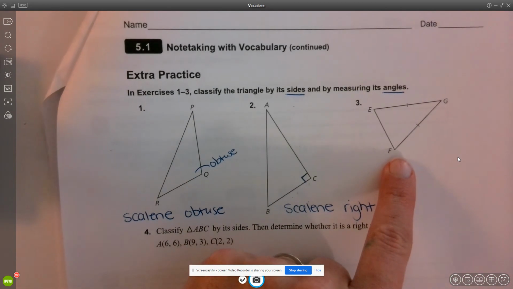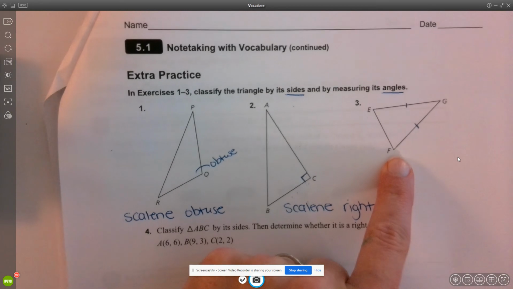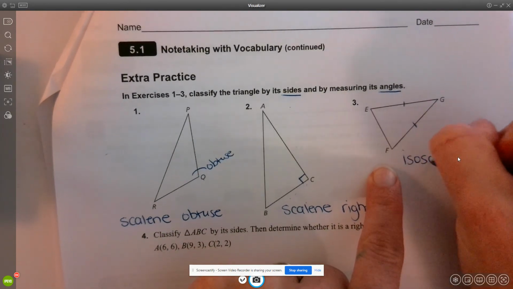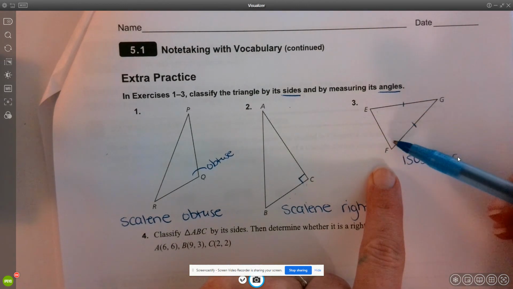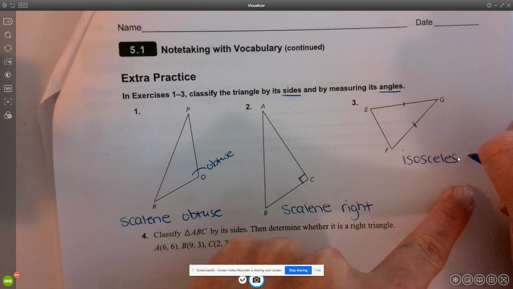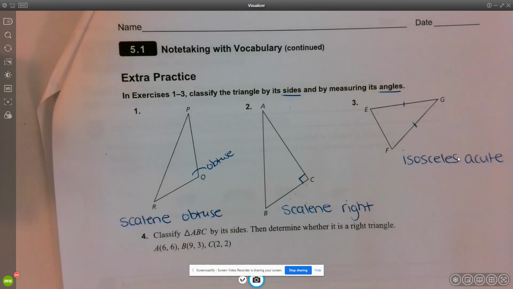In number 3, we can see that 2 of the sides are congruent. This tells us that this is an isosceles triangle. And if I look at all the angles, they are all acute angles. They are less than 90 degrees. So the triangle in number 3 is an isosceles acute triangle.